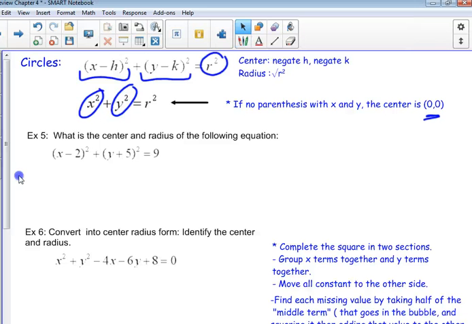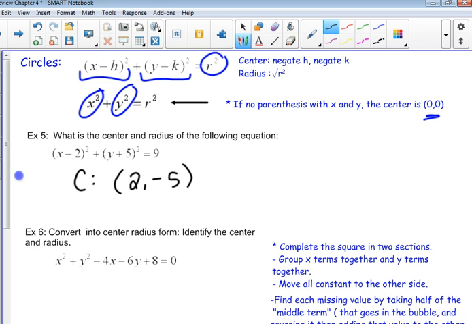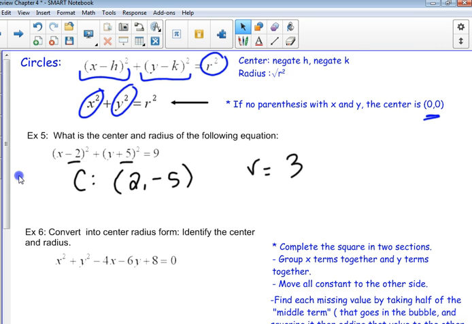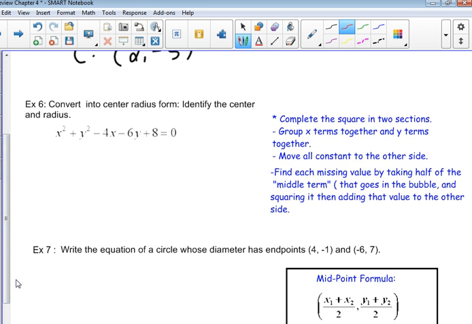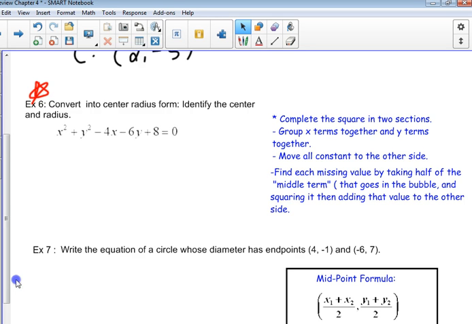So if you guys had something easy like this, does anybody know what the center would be? 2, -5, awesome. You just look at these values and you switch the signs, that's it. What's your R? 3, good. You take the square root of 9. Now, I don't think you'll see something this easy. What I see all the time though, and I bet you'll get one of these, is converting into center-radius form from standard form. And to do this, you guys have to use completing the square.